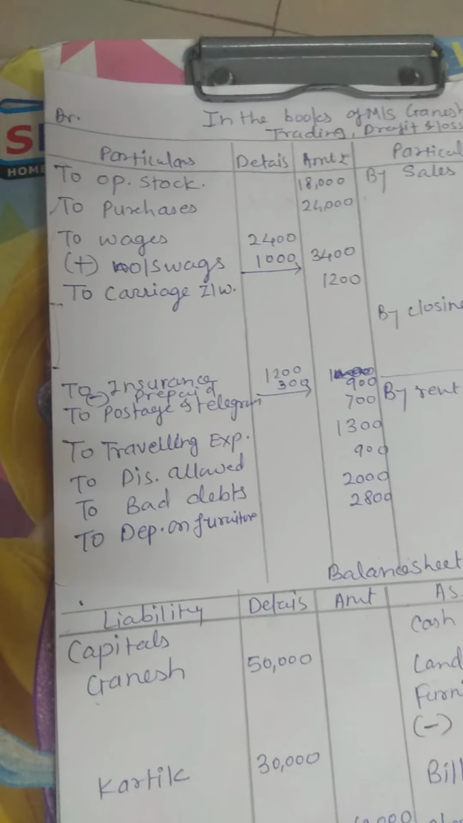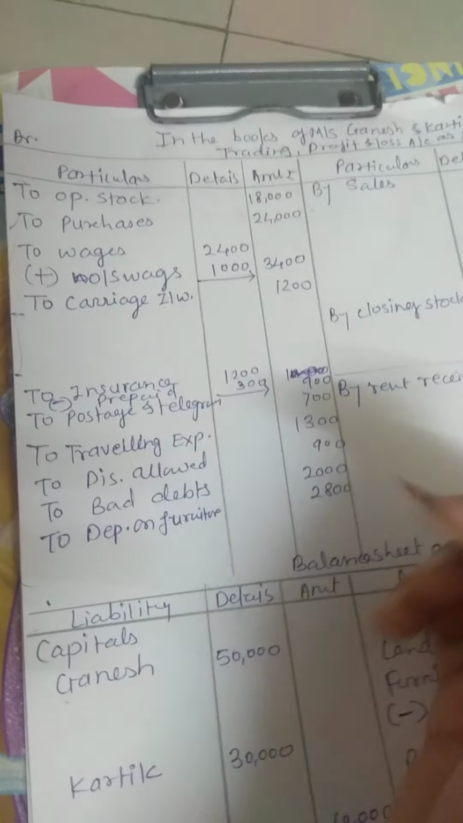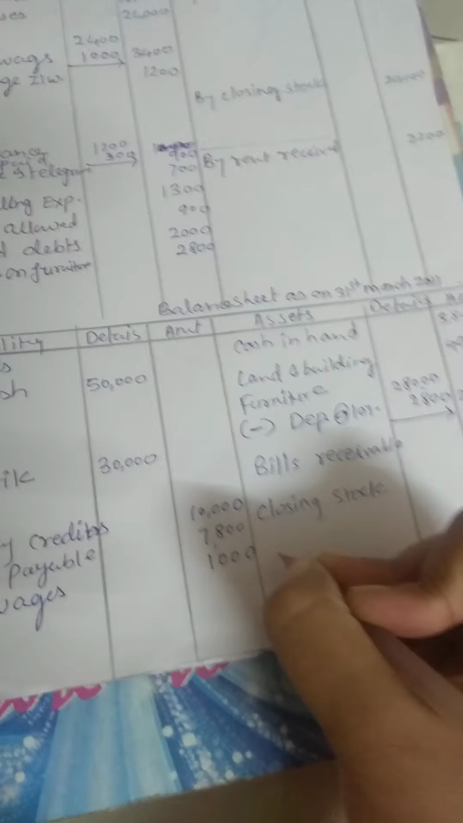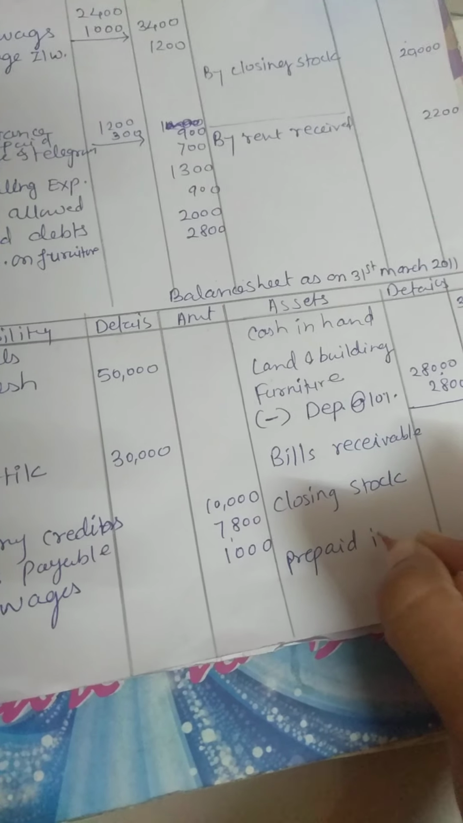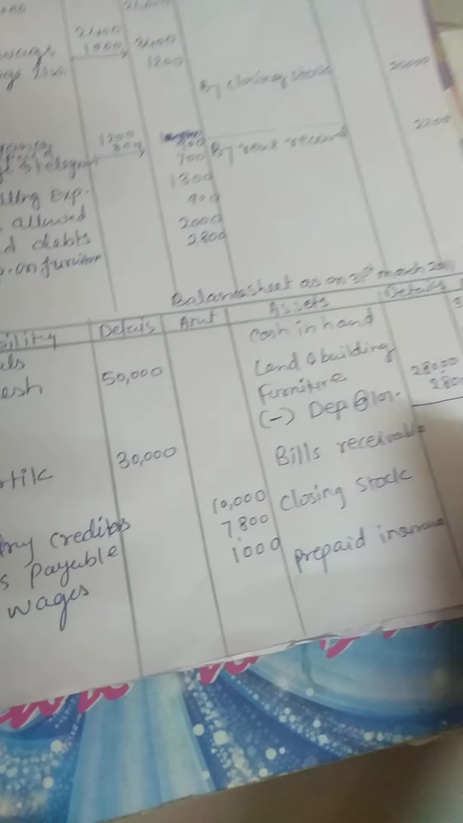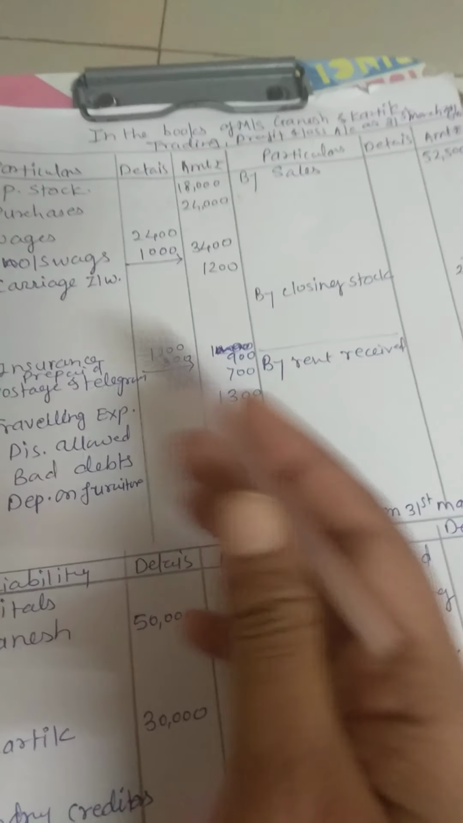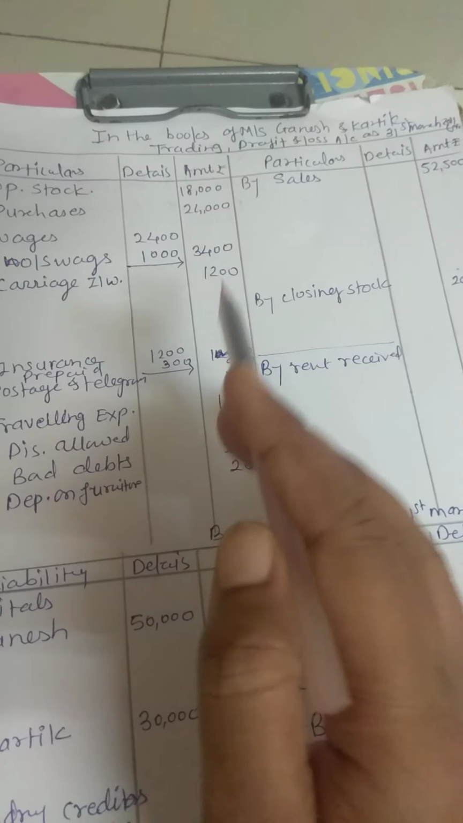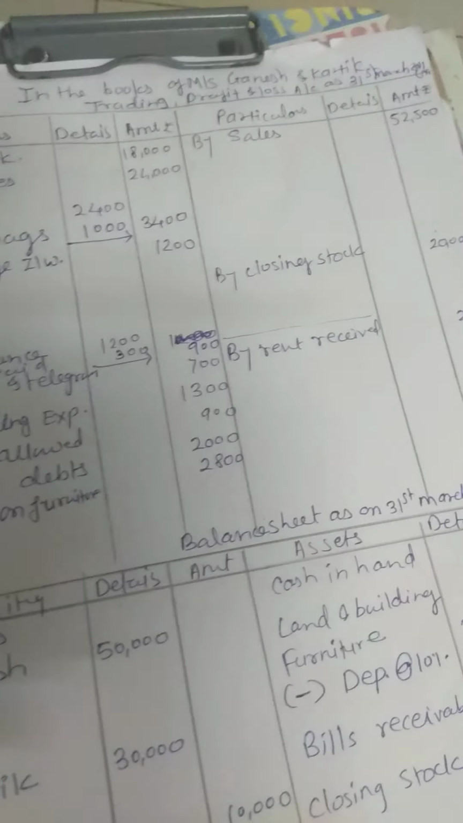Okay students, so the second effect goes to the balance sheet asset side, prepaid insurance amount of rupees 300. Okay students, now in the next lecture I am going to explain how to record all the items and how to calculate GP, NP and the balancing of the balance sheet. Okay, bye students.